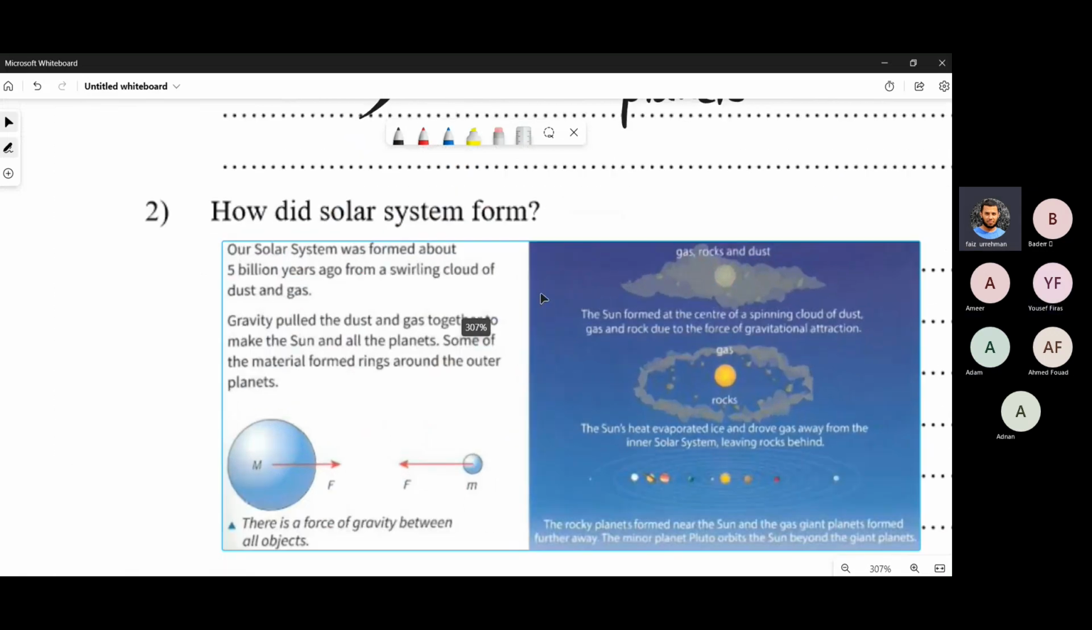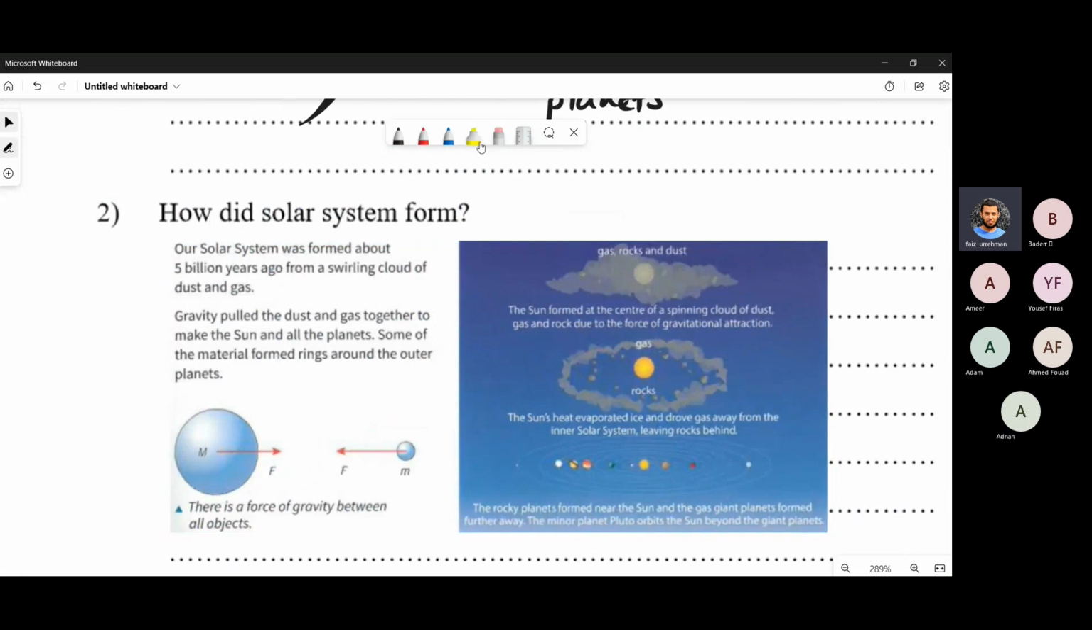So our solar system was formed about 5 billion years ago from a swirling cloud of dust and gas. This is the beginning, as scientists said. It was initially like this, a combination of dust and gas. And yes, the sun is somewhere here. Now, gravity pulled the dust and gas together to make the sun and all the planets. Some of the material formed rings around the outer planets. This is what they are telling us, that the planets started separating and a few planets got rings around them.